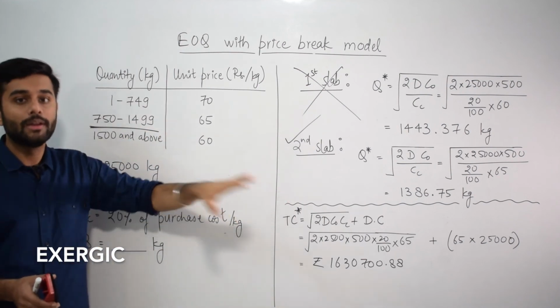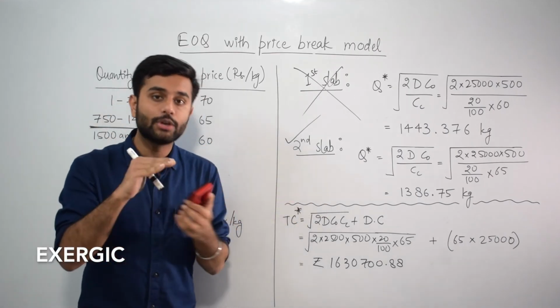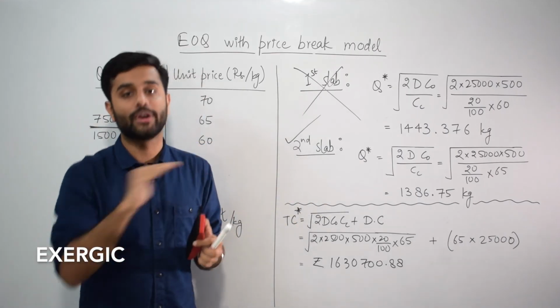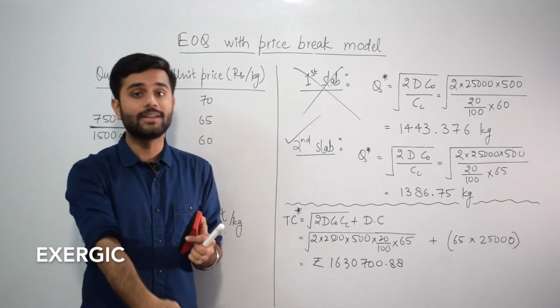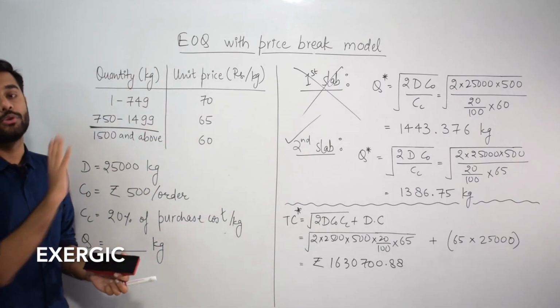It may be minimum, it may not be minimum. How will you know? You will have to compare the feasible EOQ with the higher break points. With the higher break points, there is only one, that is 1500. So at 1500, you do the calculation.